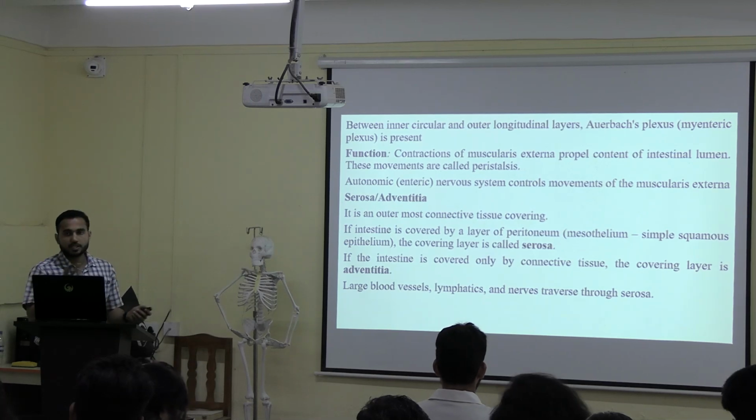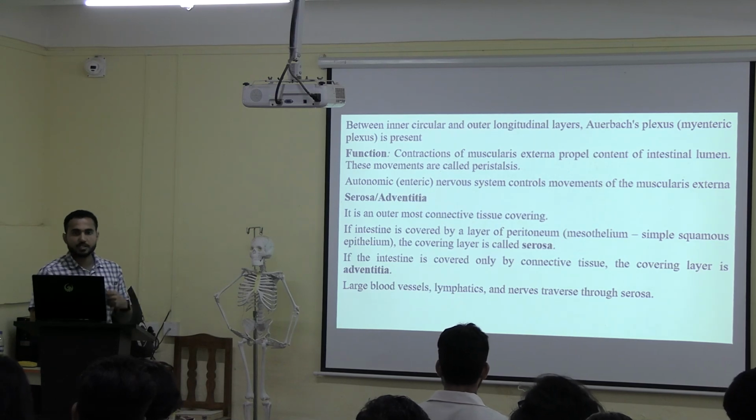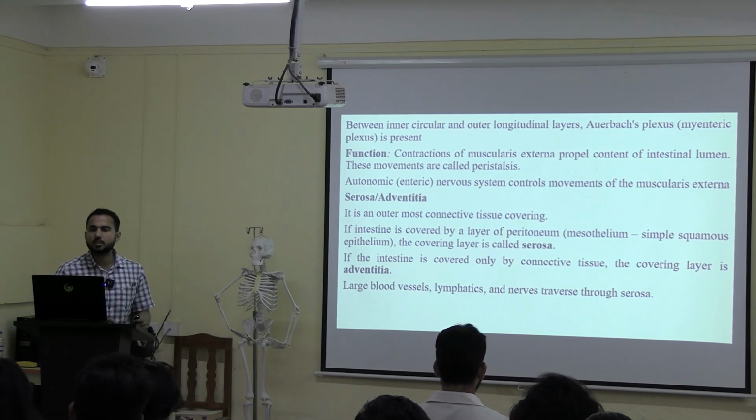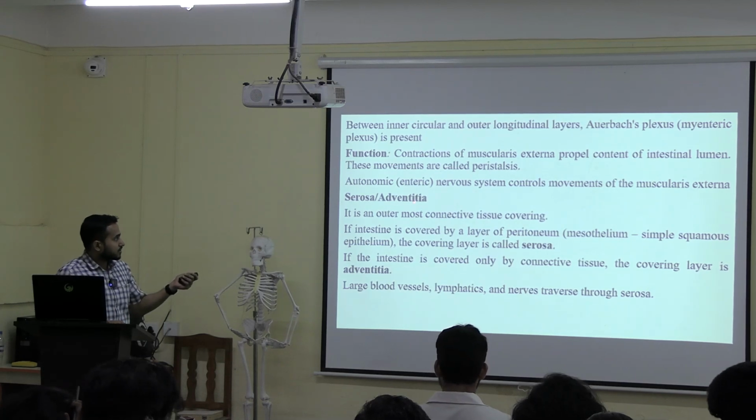Okay. Next, in case of muscularis externa, as I said, a nerve plexus is there that is called the myenteric plexus. What is its main function? It controls the motility, mainly the peristalsis movement. Okay. Next, serosa or adventitia.